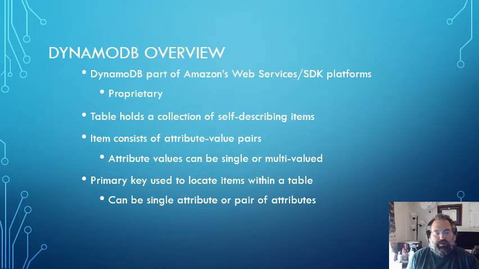DynamoDB is a part of Amazon's Web Services SDK platform. It's a proprietary database approach. The table holds a collection of self-describing items. The item consists of attribute value pairs. Attribute values can be single or multi-valued. Primary keys can be used to locate items within a table, and they can be singular attributes or a pair of attributes.